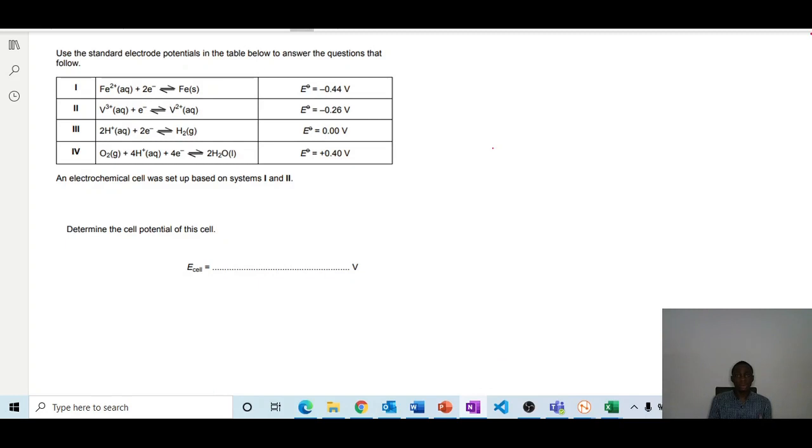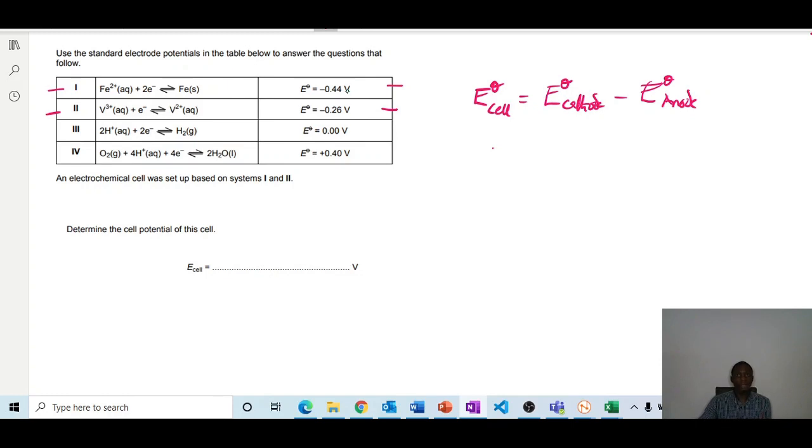The next question we want to solve now is to calculate the standard cell potential. Now this is a very simple question to solve. All you just need to know is this equation, which is E naught of the cell equals the E naught for cathode minus the E naught for anode. Now, if you can remember, we identified that this is undergoing reduction and this is undergoing oxidation. Definitely, system 2 is at the cathode and system 1 is at the anode.